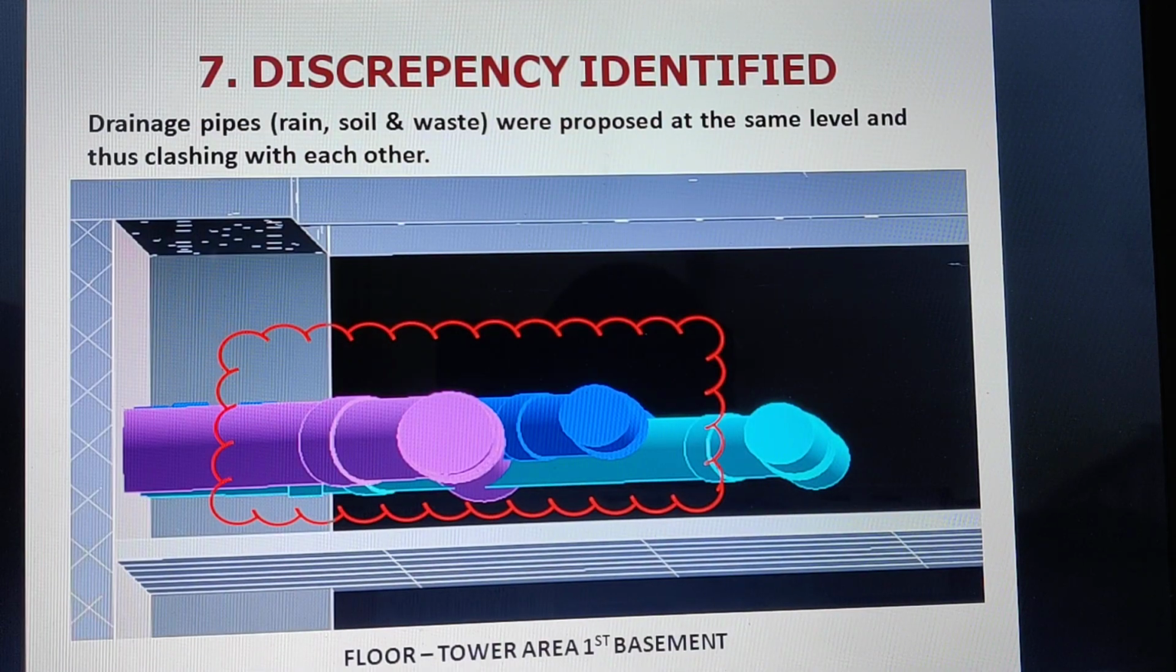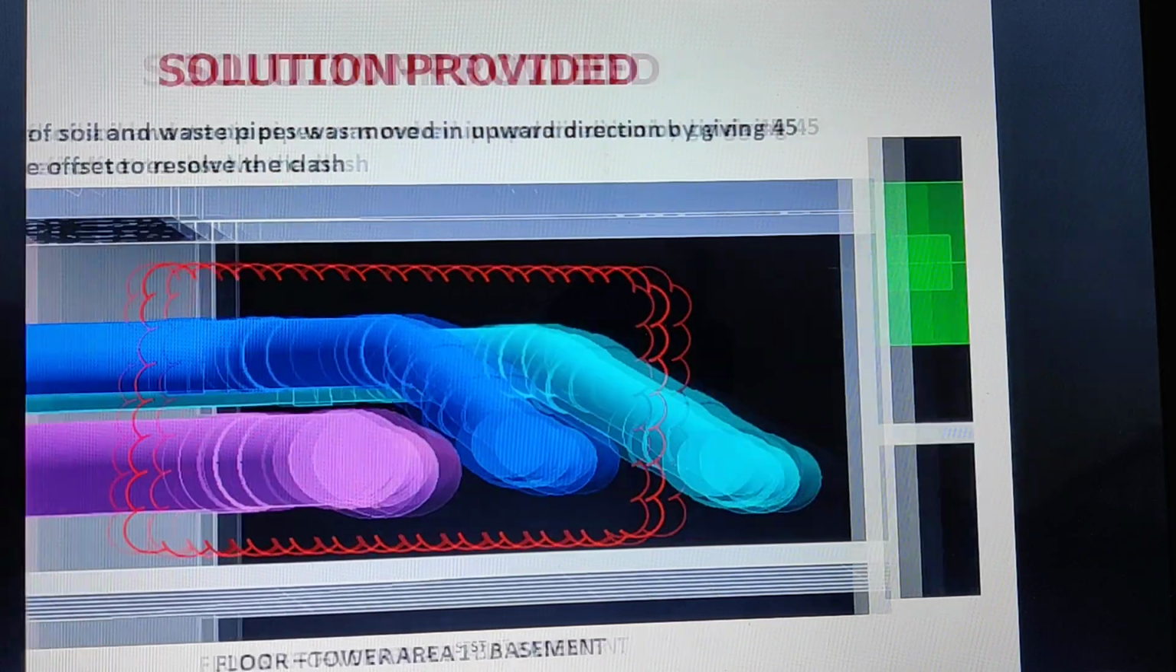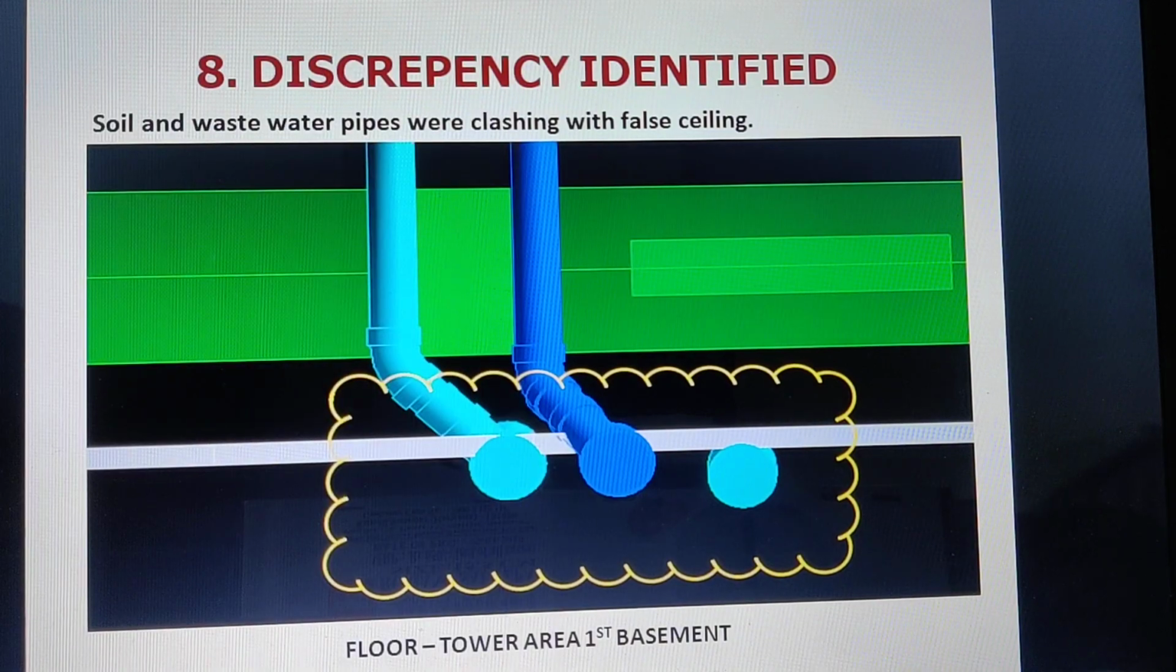Here you see the drainage pipes were proposed at the same level and thus clashing each other. So then they were moved in the direction of 45 degree, and then clash was resolved. You see here soil and wastewater pipe were clashing with false ceiling then.